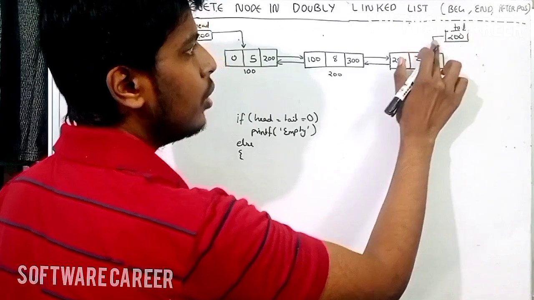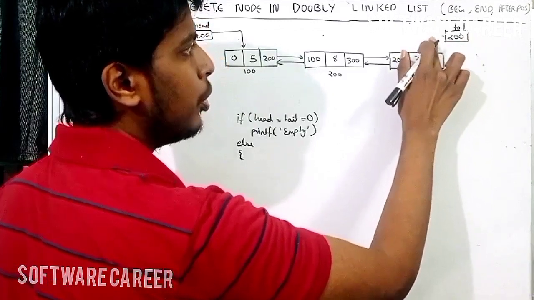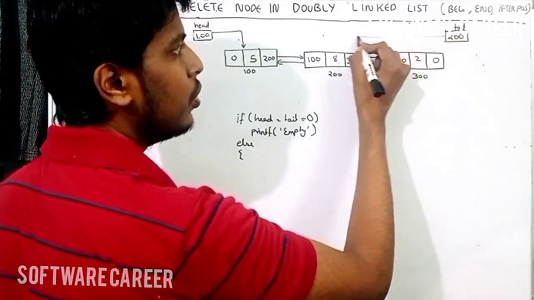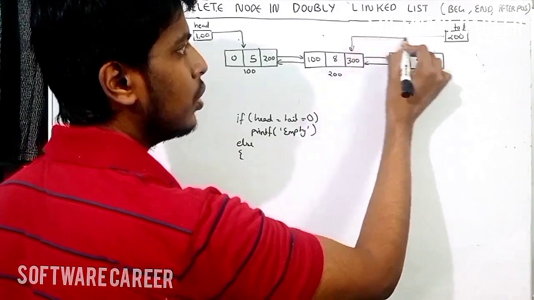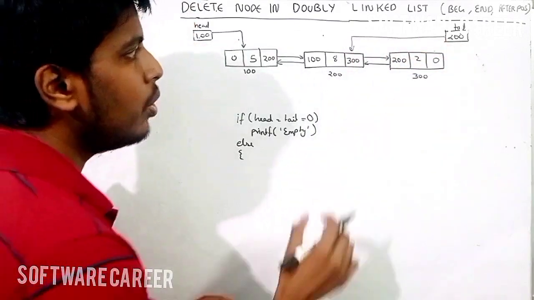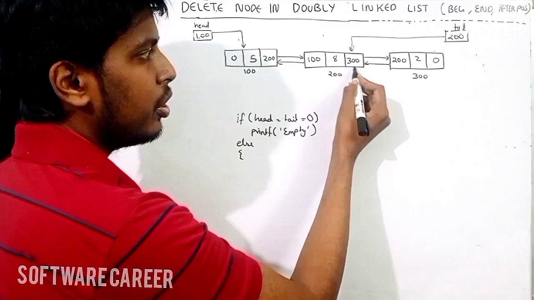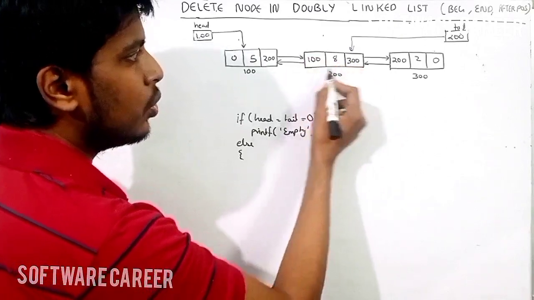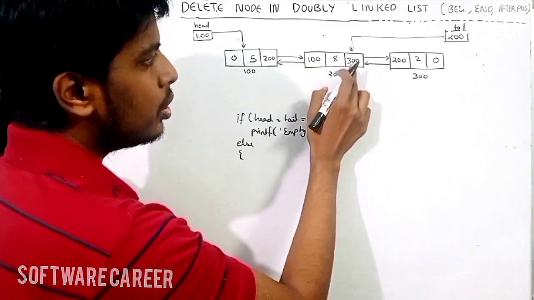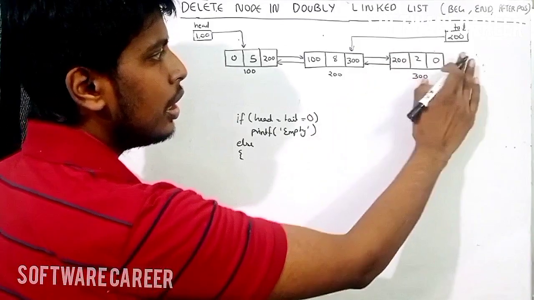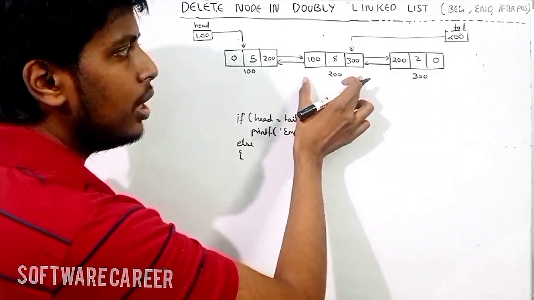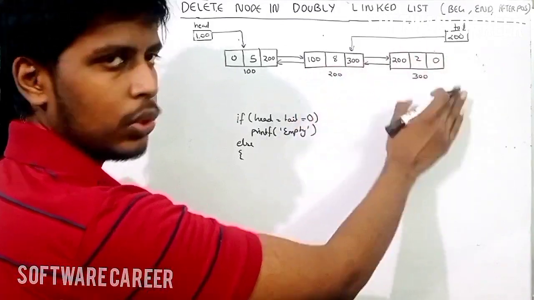So see here, now this tail pointer is cancelled and the tail pointer is pointing to this node, the second node. Now see, in the next pointer of this node, you should store 0, because if this node is deleted, this is the last node and there will be no node present after this node.